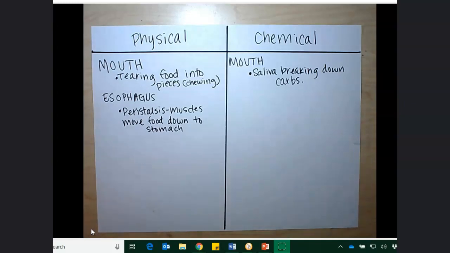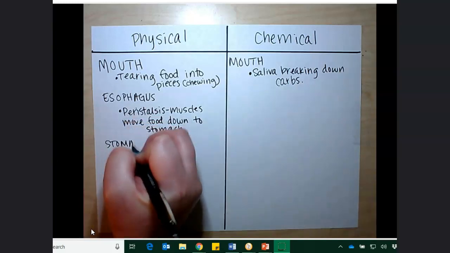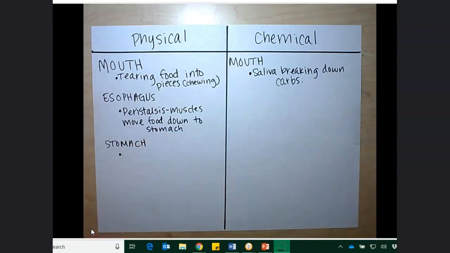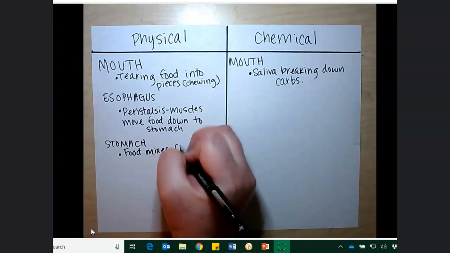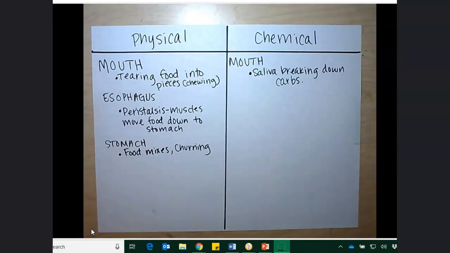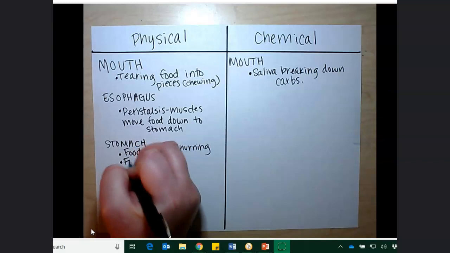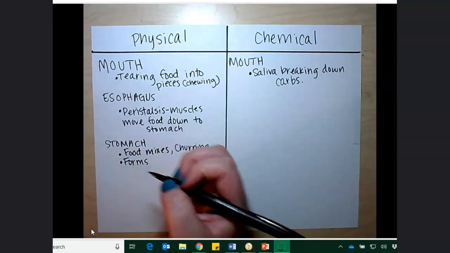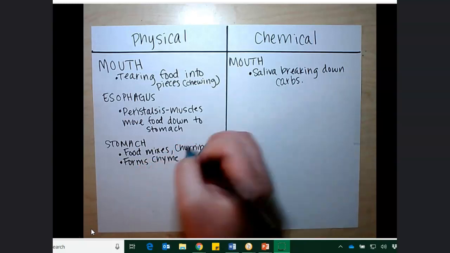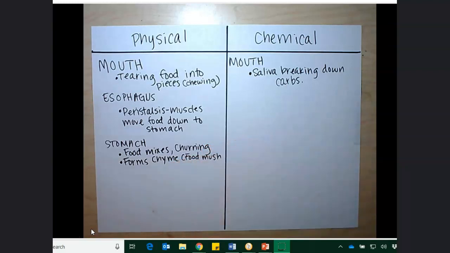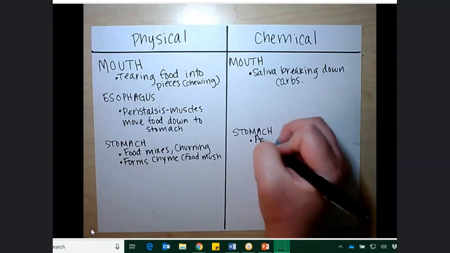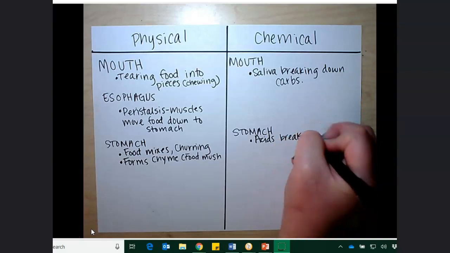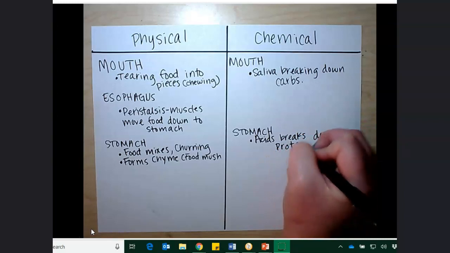Our next step is from the esophagus, it moves down to the stomach. And in the stomach, a couple things happen. First off, the food is mixing. Seems about right, right? The food mixes, and this is also known as churning. It's spinning it around. And what it does is it forms chyme, or food mush, and it makes it easier for it to pass through your intestines. I like food mush. Now, on the other side, your stomach is also changing that food chemically. During this time, there are acids in your stomach that are breaking down protein.